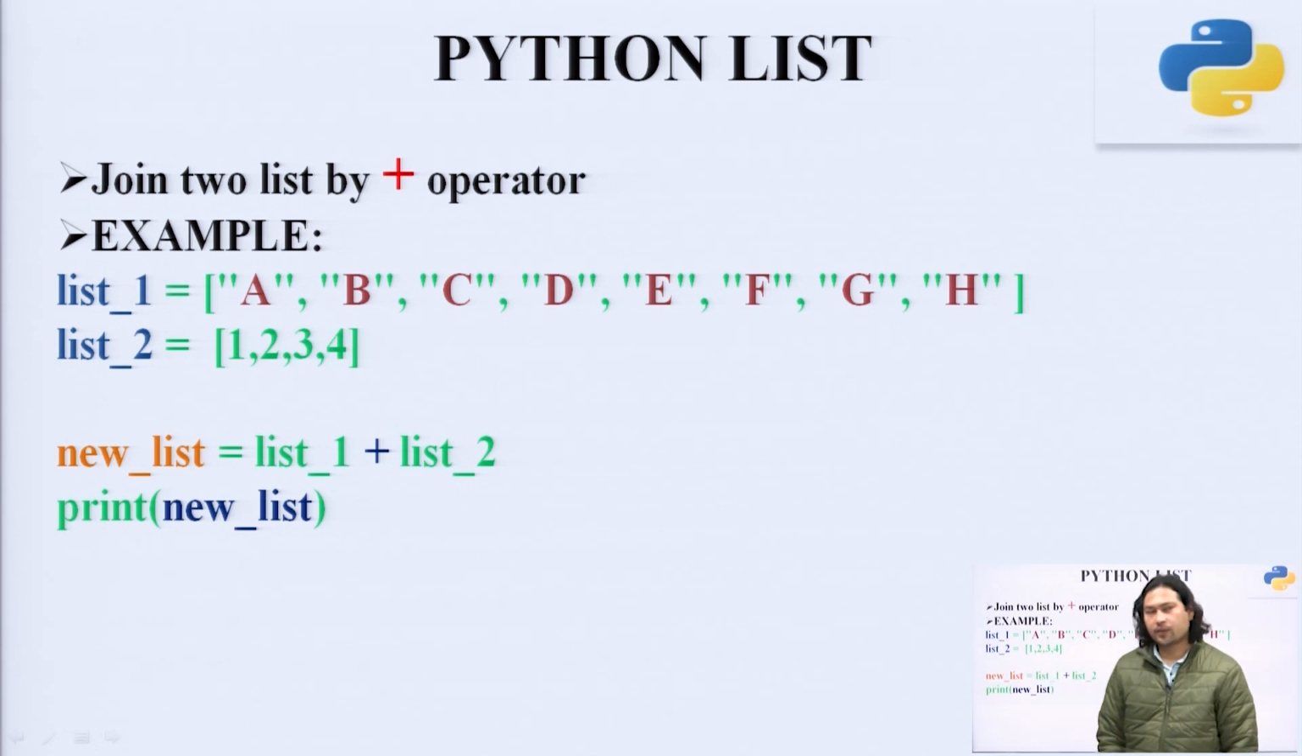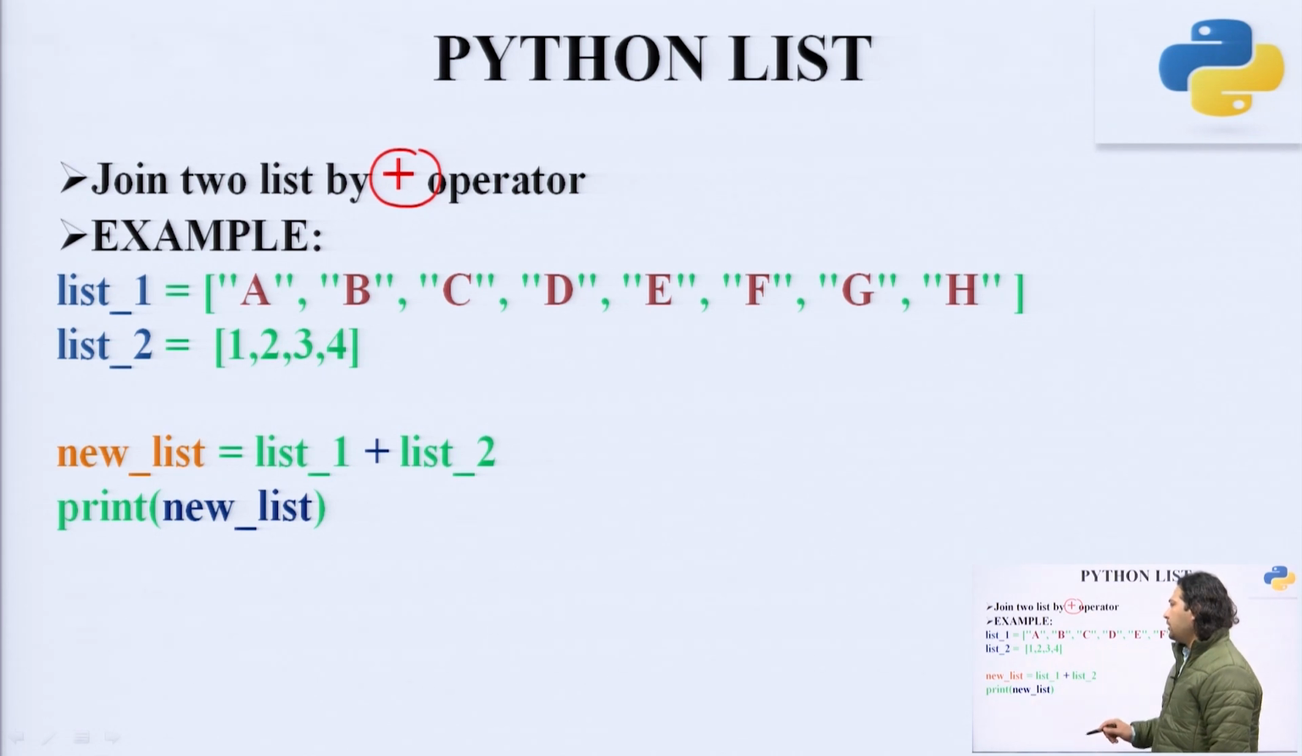Next, the next thing is how we are going to join the two lists together. In order to join the two lists together, you can directly take the help of the plus operator. You can see list 1 is A B C D up to H and list 2 is 1, 2, 3, 4. In order to join the lists, you can directly use this plus sign, that is list 1 plus list 2, and the output will be A B C D followed by 1, 2, 3, 4.